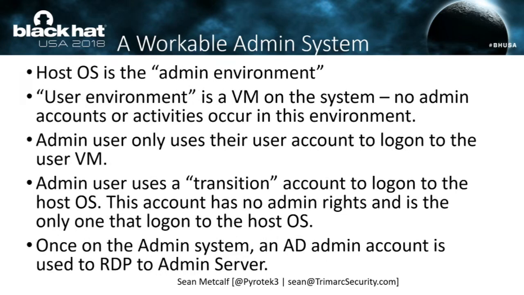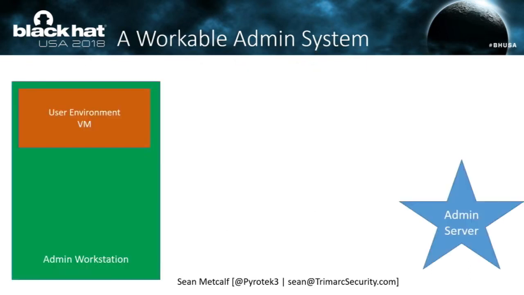So there's a lot on this slide. We're going to start with the host OS, which is our admin environment, and virtualize our user environment into a VM. And we're going to use that user environment for all of our user activities, and that host OS is effectively going to be our admin system that we just use as a jumping point to our admin system or our DC. The account that logs onto this host OS is what I call a transition account. It doesn't have any rights, it can't do anything, it just logs onto that system. And then once on that system, we can log on to an RDP server, an admin server.